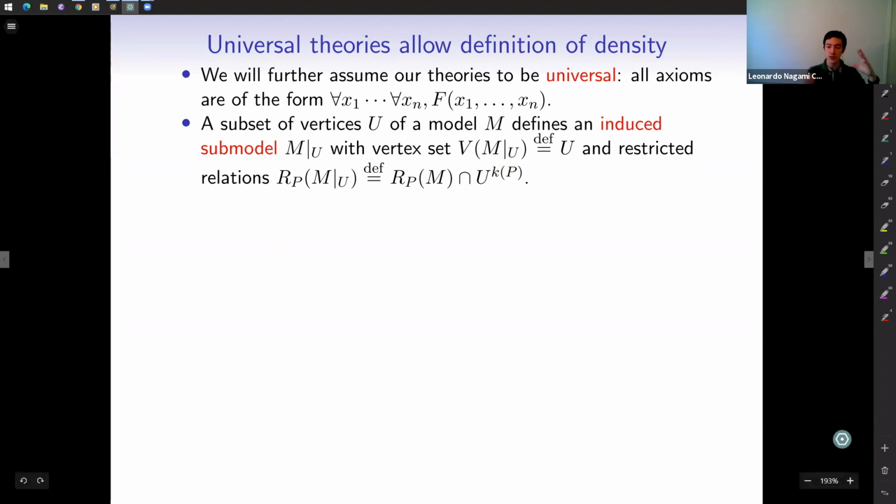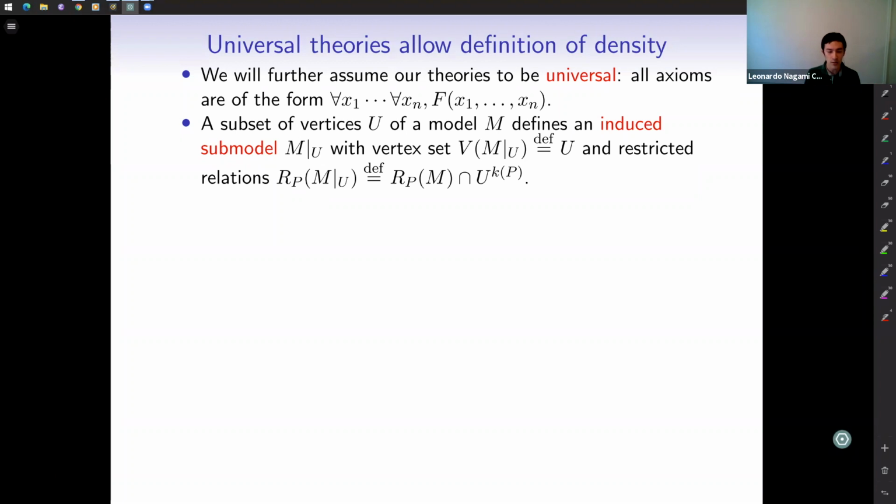I define a new structure, which is I take the vertex set to be this smaller set, and I take all my relations and restrict them to this set. So I only look at tuples that are completely contained in that. Now, because I just restricted my space and all of my axioms are of this form, for every x something holds, of course this thing also satisfies my axioms, because it's a for-all quantifier. So every time I have this big object and I restrict my attention to a smaller place, it still satisfies the axioms. It's still a model. This is why we want them to be universal. It allows the definition of submodel.